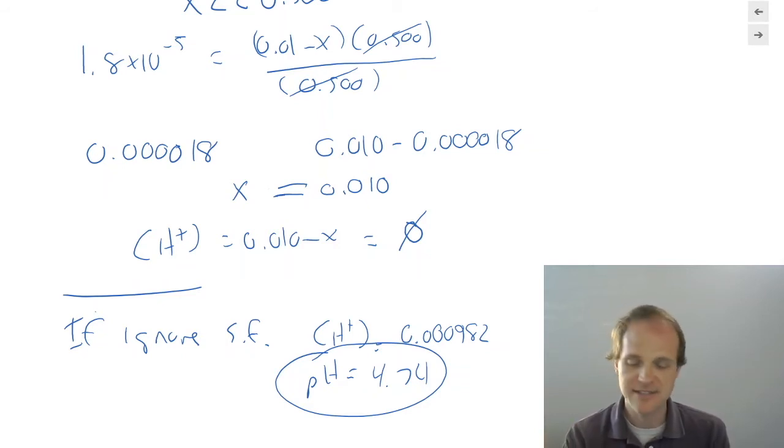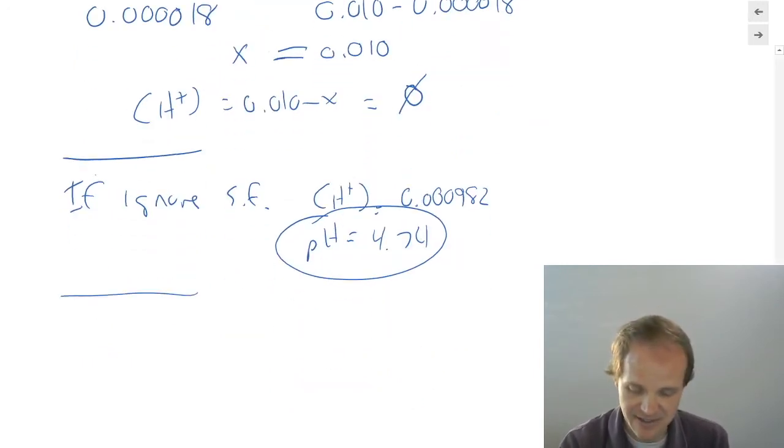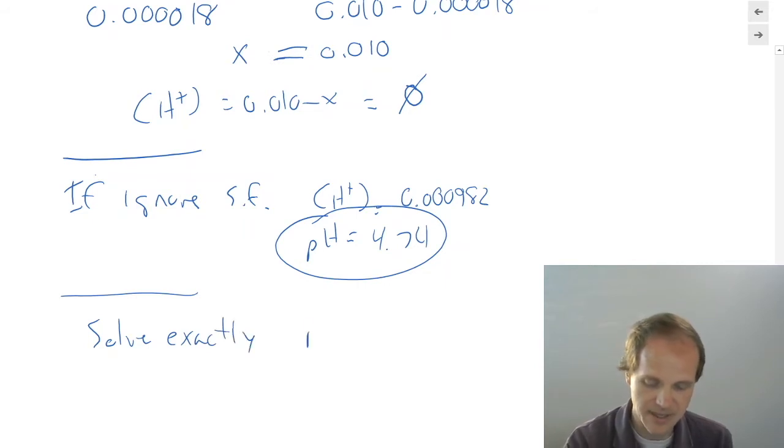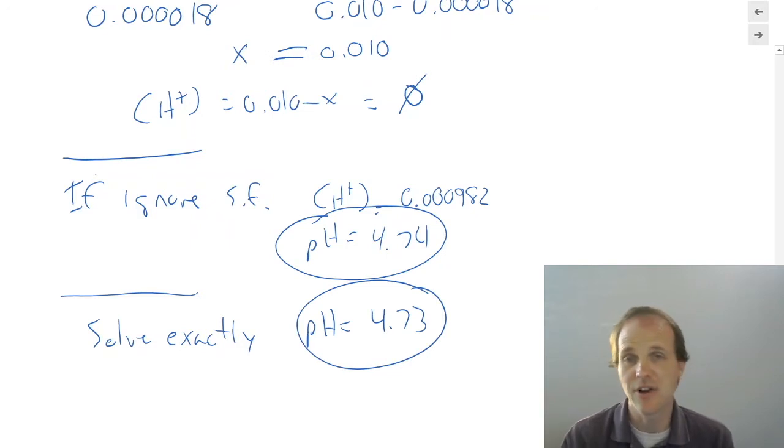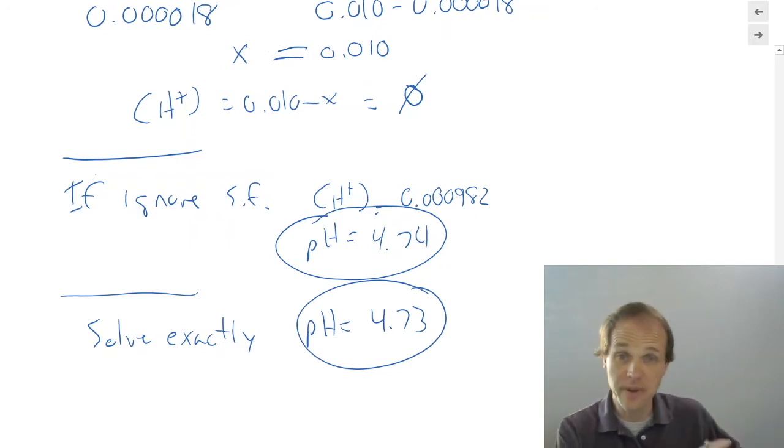Now, of course, this is just a simple quadratic equation, so I could totally just plug this into Wolfram Alpha, or I could even just use the quadratic equation and solve this. And if you solve it exactly, you get a pH of 4.73. All right. So you do either get no pH change or you get a very, very small pH change.